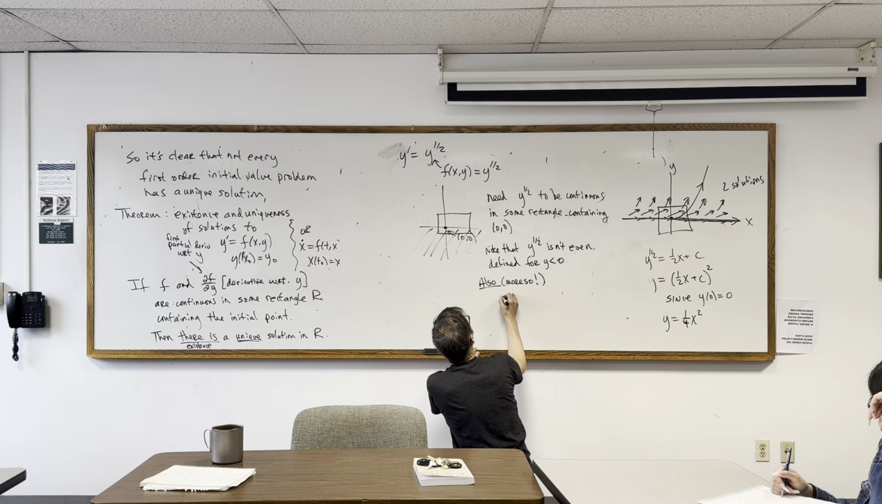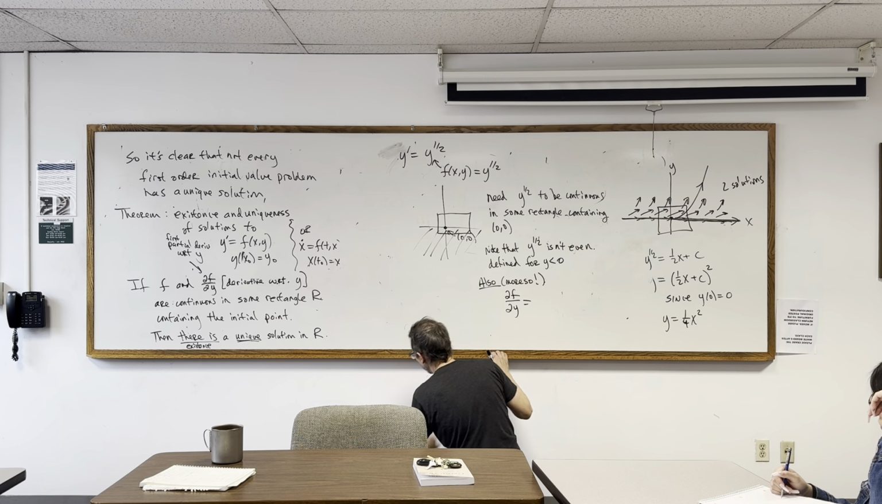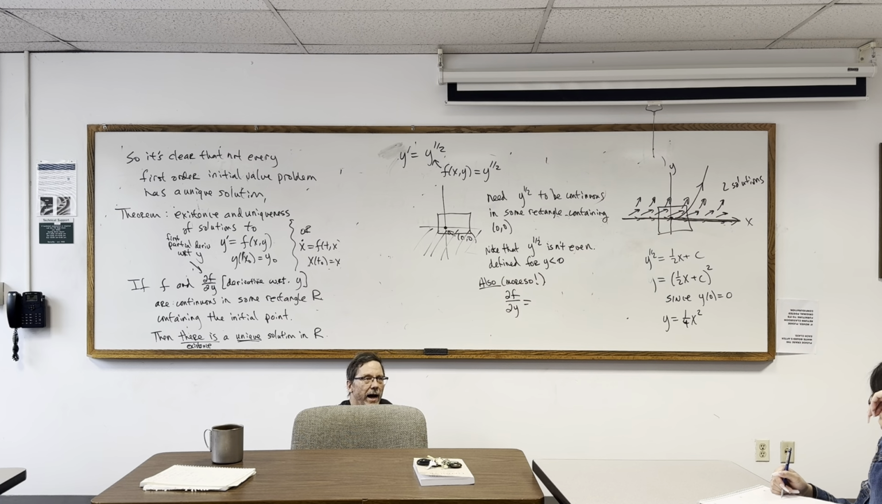But also, and I would even say more so, what is the partial of f with respect to y? Could somebody help me out here? How do I do that? You just take the derivative with respect to y. So you treat the y like a variable. If there was an x in there, treat it like a constant. What is the derivative of that with respect to y? I just wrote it like this.